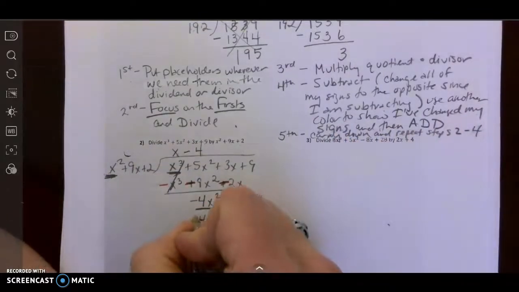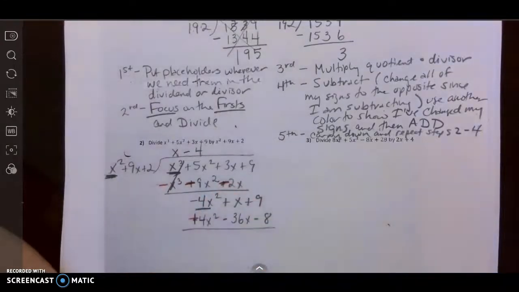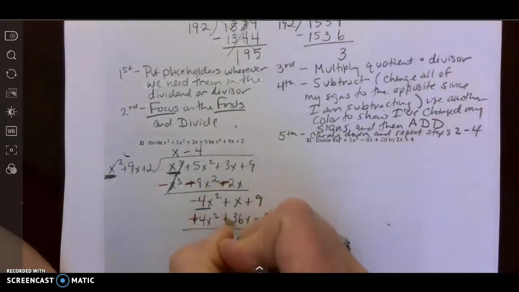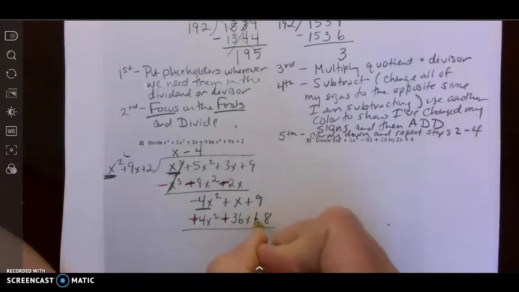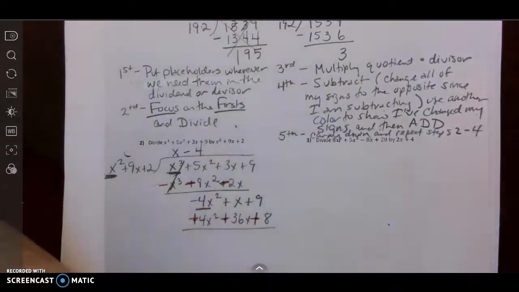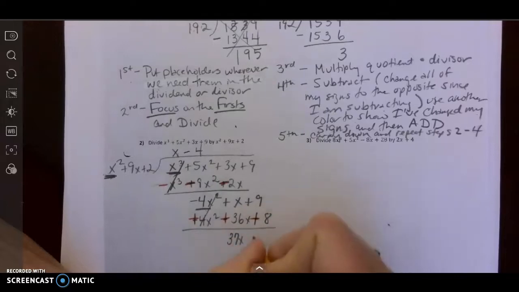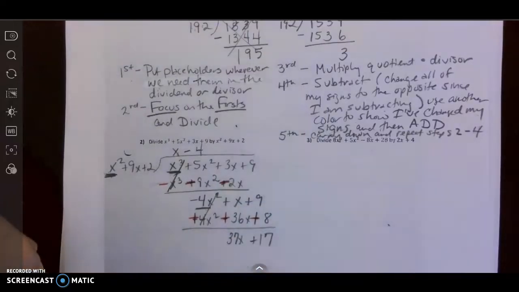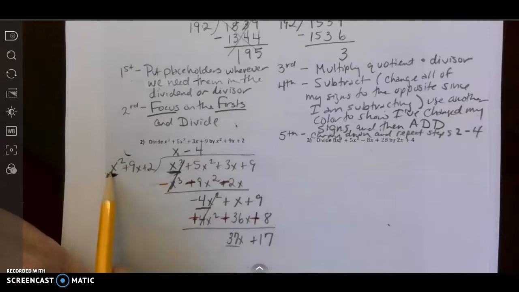Okay, so that negative becomes a positive. This negative becomes a positive, and this negative becomes a positive. And then add. Cancels. 37x plus 17. There's nothing else to carry down, and I can't divide 37x by x squared other than to have an x to the negative power, and we don't want to have that. So that means I'm finished, and this is my remainder.